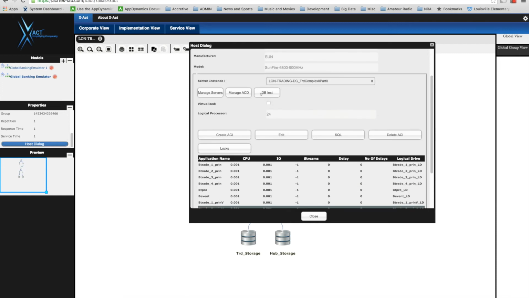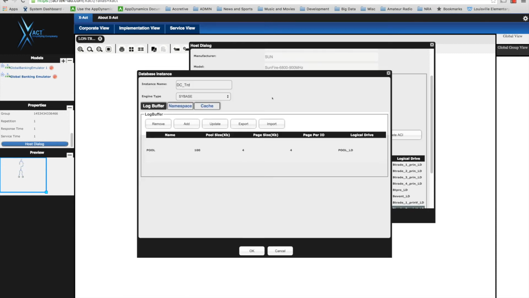Because this has a database here, we can click on the database instance and find out information about it. We see that there's a log buffer defined, which was called pool. It has 100K as the pool size, 4K pages, 4 pages per IO, and there's the disk that's associated with it. We can go see the cache. We have a cache that is basically 25 meg. Page sizes, IO per pages, CPU per IO.